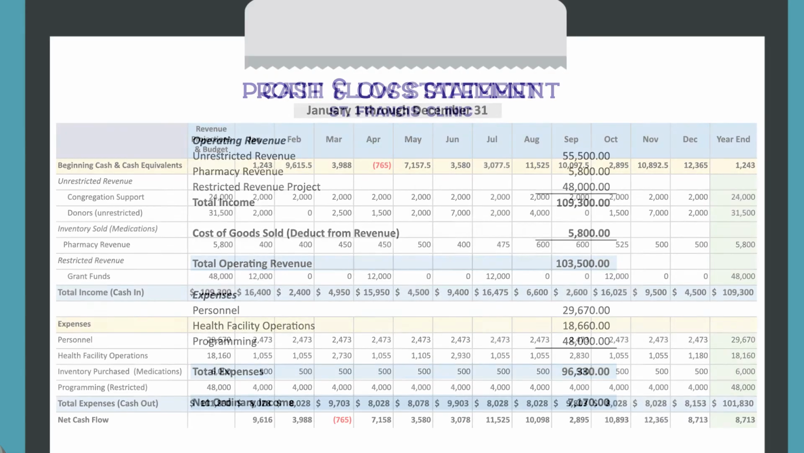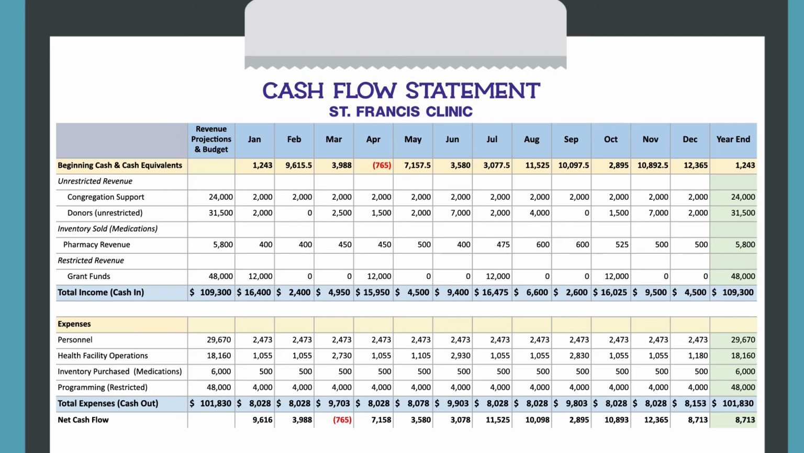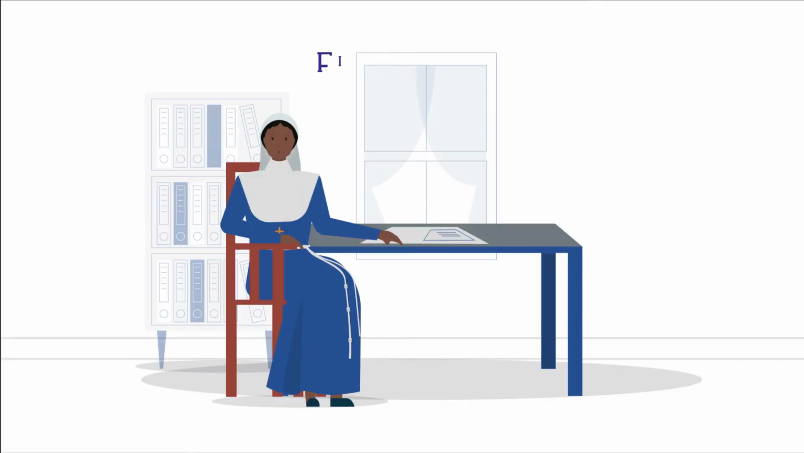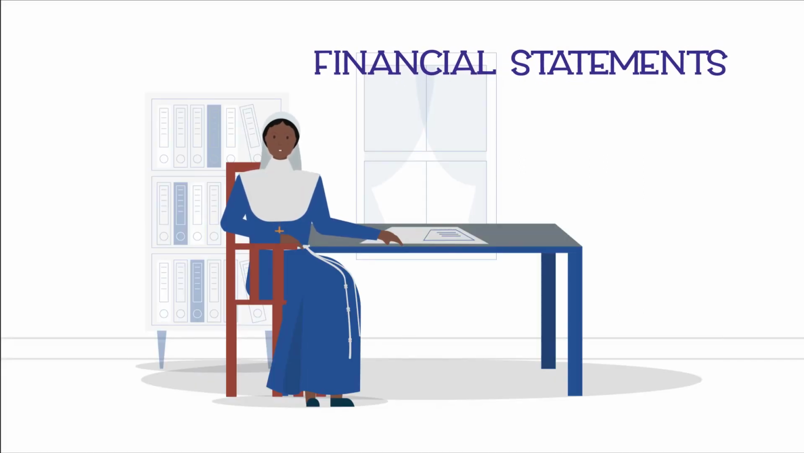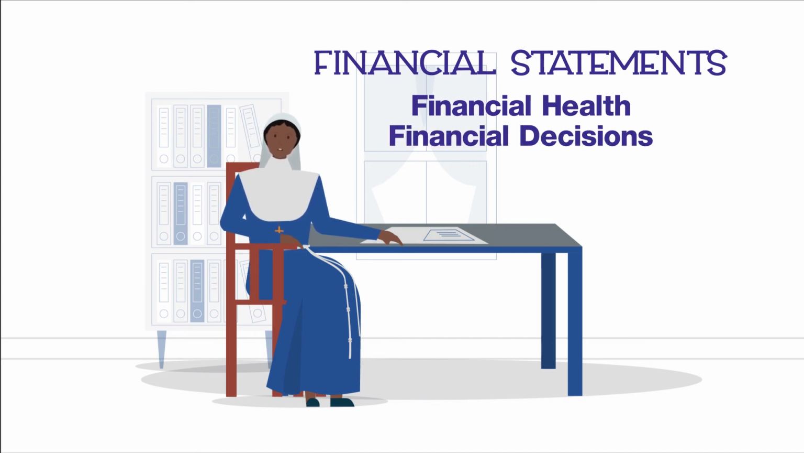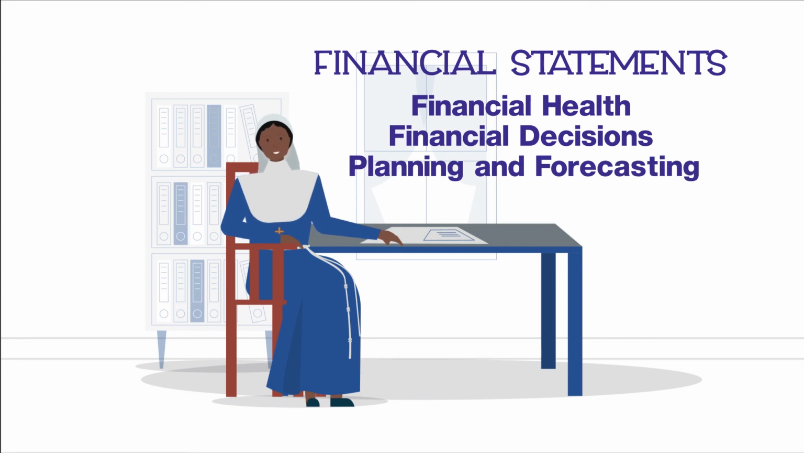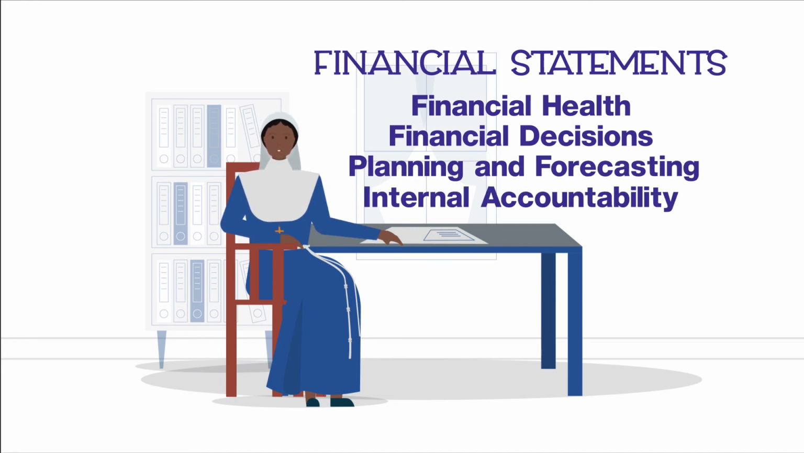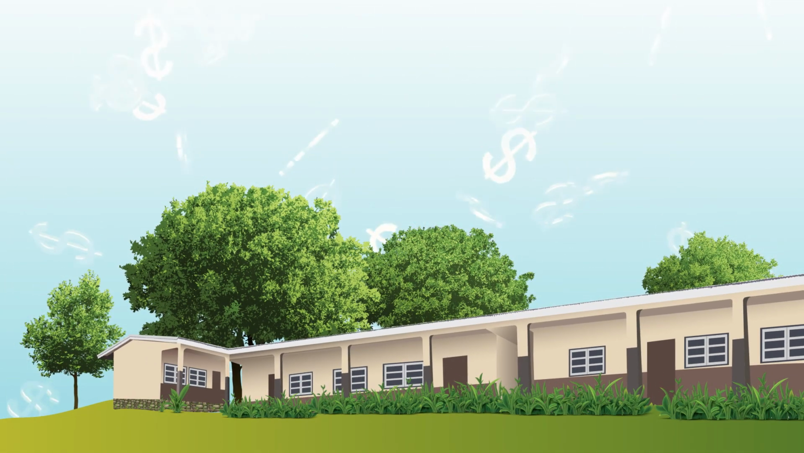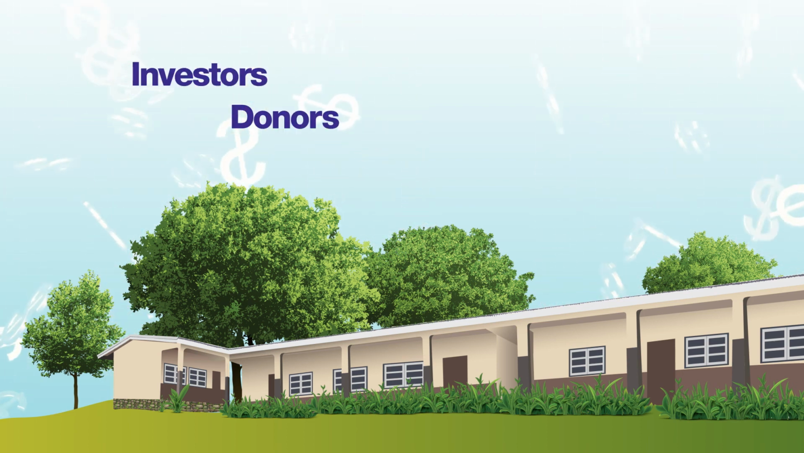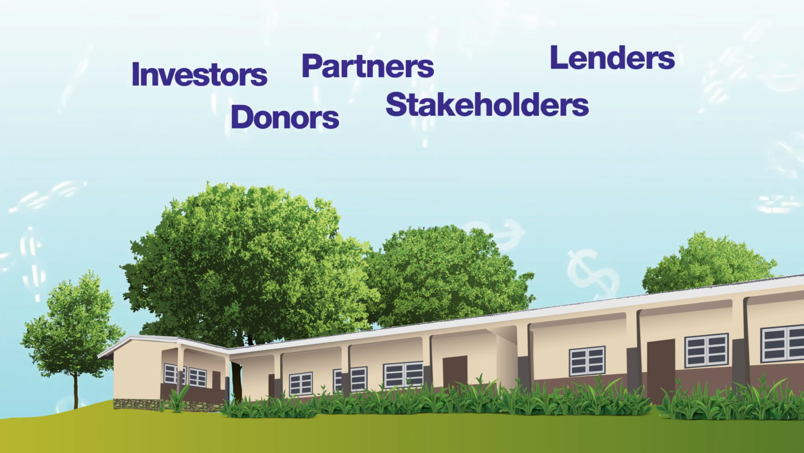Income statements and cash flow statements help to explain the movement of cash, especially during the time between balance sheets. Financial statements are valuable tools that describe the performance of an organization. They help managers understand the financial health of the organization, help managers make financial decisions, guide planning and forecasting, and provide internal accountability. Outside the organization, financial statements demonstrate the organization's financial standing to investors, donors, partners, stakeholders, lenders, and creditors.